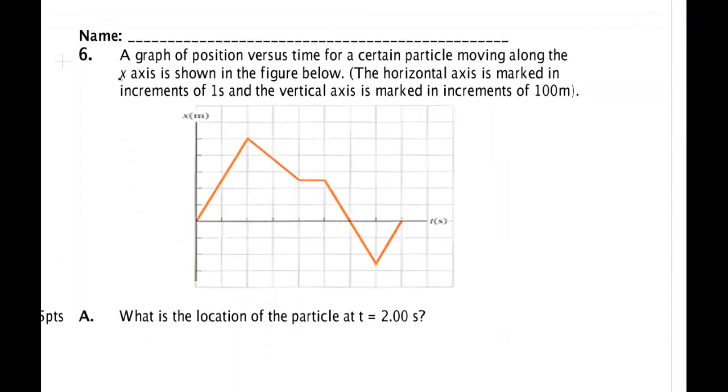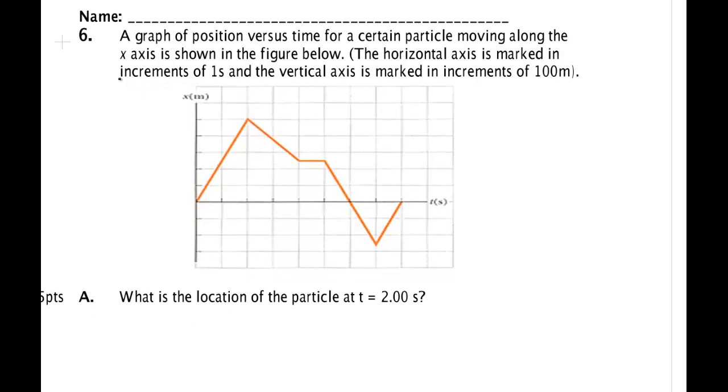Number 6 involves reading a graph. A graph of position versus time for a certain particle moving along the x-axis is shown. The horizontal axis is marked in 1 second increments. Okay, so we're talking that this is 1, 2, 3, 4, and so forth. The vertical axis is in hundreds, so this is 100, 200, 300, 400, 500, and so forth. What is the location of the particle at t equal 2 seconds? At t equal 2 seconds, the particle is located right there. I come right across and I see 500 meters. So let me put that down on my paper. X equals 500 meters.